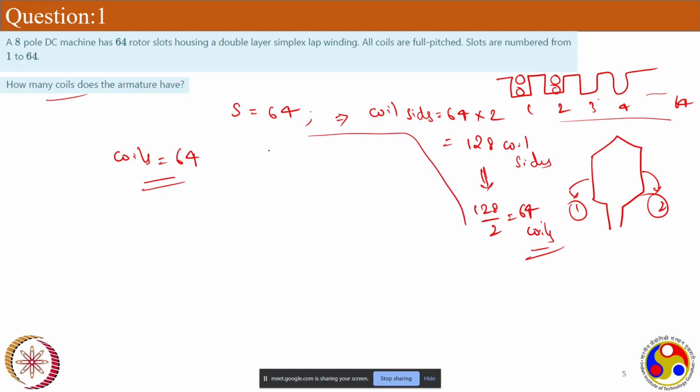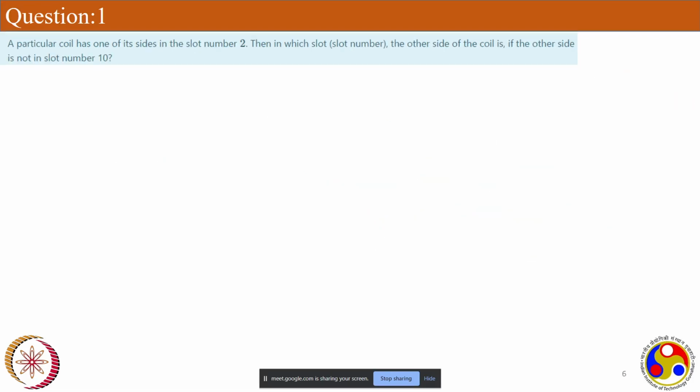But what they say is in a double layer winding, number of slots is always equal to number of coils. That's the relation. In a double layer winding, coils is equal to slots. That's the shortcut. You can remember it or you can go through the definition also. It's very easy. Now, you can see question 2 here, a subsection of question 2, the same data.